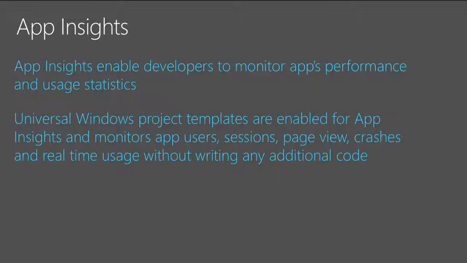So App Insights is a recommended telemetry client for Universal Windows projects, and it comes by default with every new Universal project. If you have an existing project, you can just with one click add support for it, and I'll show you how.